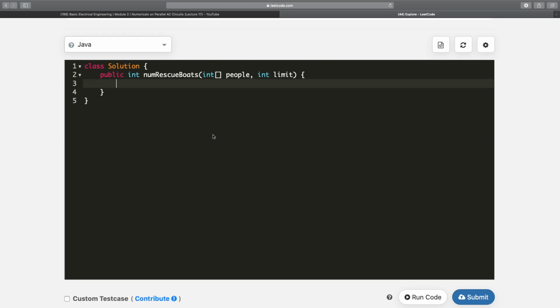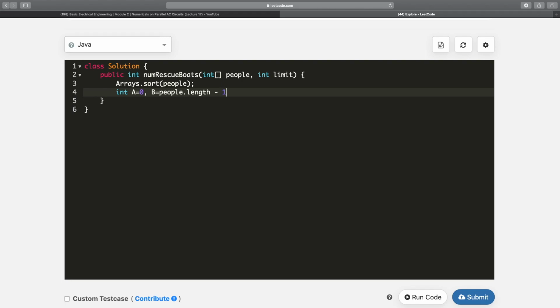So I'm going to do the same thing real quickly. The steps are going to be exactly the same. The first thing is to do Arrays.sort, and that is going to help us sort the people array. So now we have people sorted. Now we're going to initialize our pointers. We had A, which equals 0. Then we had B, which equals the length of people, so we're going to do people.length and subtract 1. And then the other value we have is our result, which is the number of boats, and that starts off at 0.